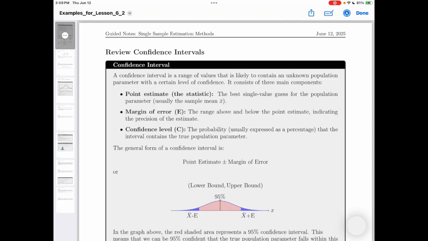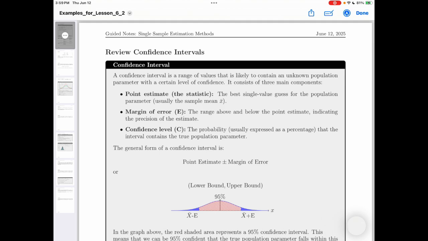In our last lesson, we introduced the concept of confidence intervals as a way to estimate an unknown population parameter, and we talked mostly about means and a little bit about proportions. We'll talk more about proportions in this lesson. We learned that a confidence interval gives us a range of values for a parameter based on our sample data, and it provides a level of confidence in our estimate. So now we're going to build on that foundation.